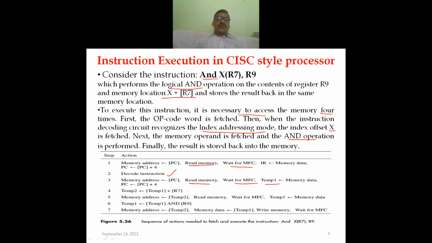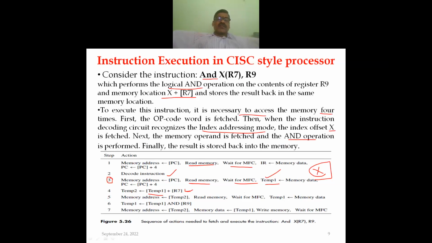Then temp1 plus the contents of R7. Here what we are doing is reading this x value, which is nothing but an offset or displacement. We perform that by making use of step 3. After performing step 3, the x value is placed into the temp1 register. Now we are calculating x plus the contents of R7. So now the x value is available in temp1 after step 3, and the contents of temp1 and the contents of R7 are added and placed into the secondary temporary register, temp2.